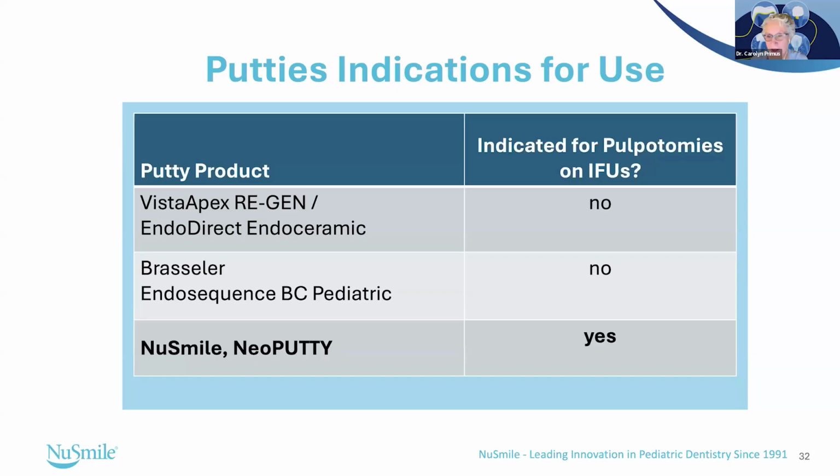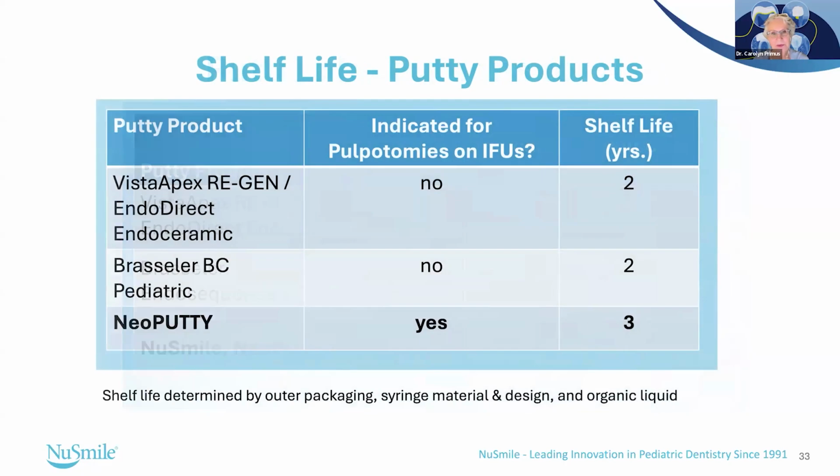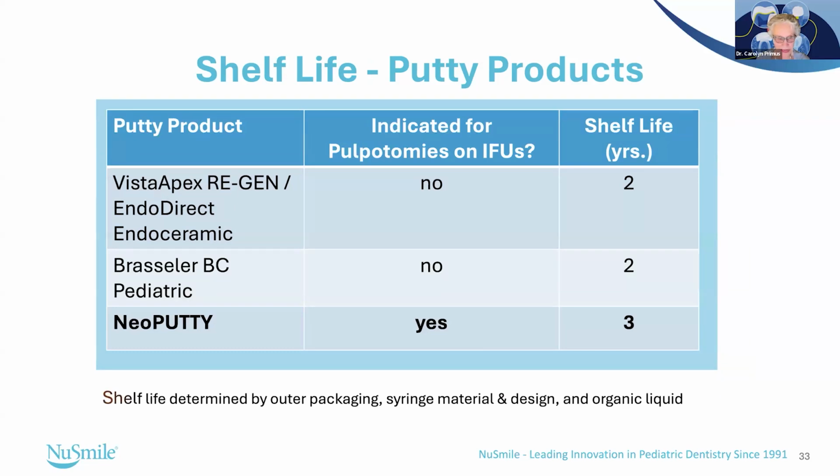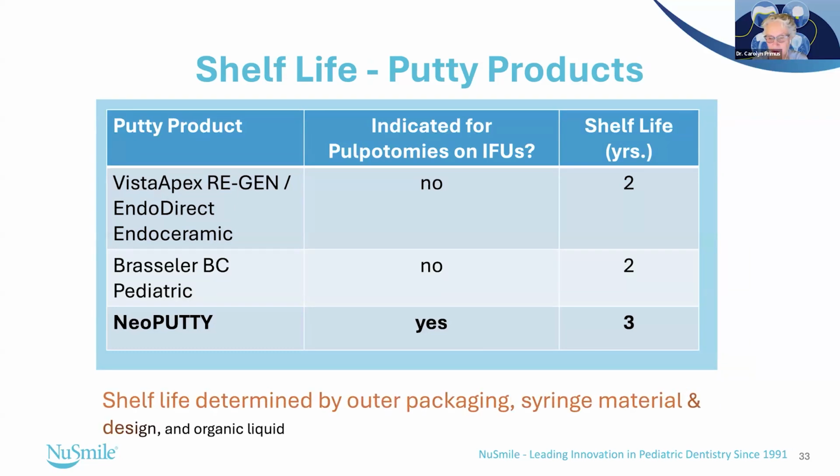Of these three putties, only the Neo Putty has indicated pulpotomies on their instructions for use. So that is useful for a pediatric dentist. And when I looked at the shelf life of these putty products, I noted that the Neo Putty has a 3-year shelf life, which you can attribute to several characteristics, including its nice aluminum can. But the shelf life is also determined because of the outer packaging, the inner packaging, and even the organic liquid that's present in the material.